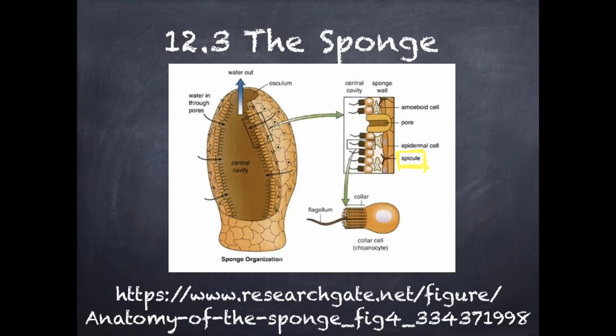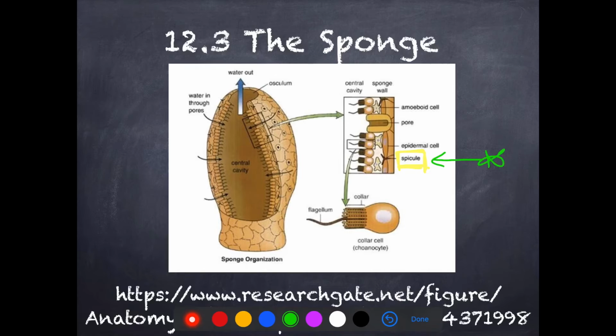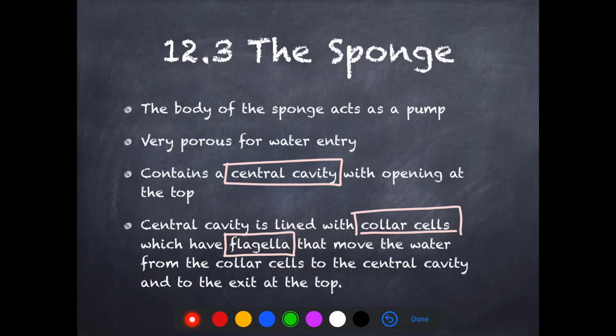So for this diagram, you can see we have a sponge here. And then you can see the spicule that I have highlighted right here. And that looks like a little spike looking thing. And that's pretty much what some sponges have. Not all of them, but some of them do.